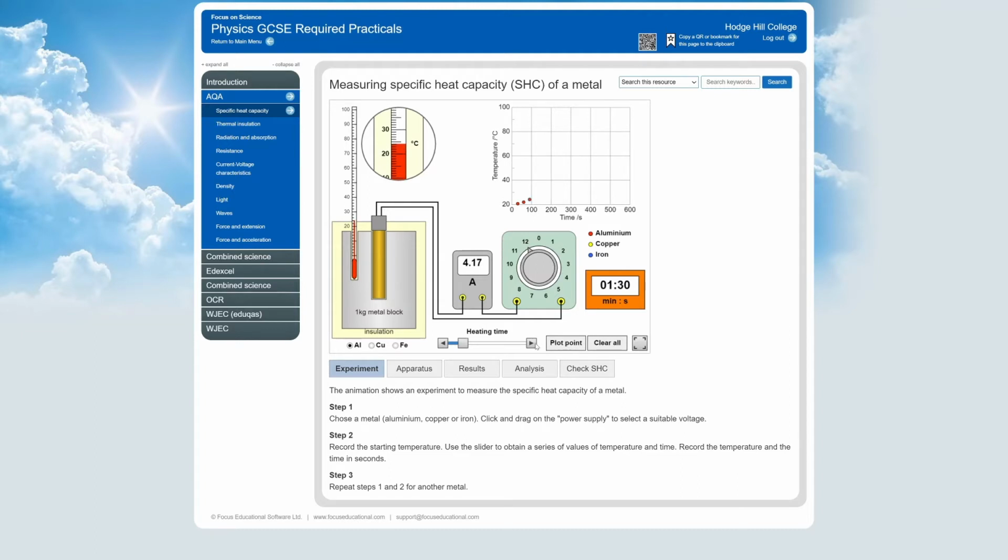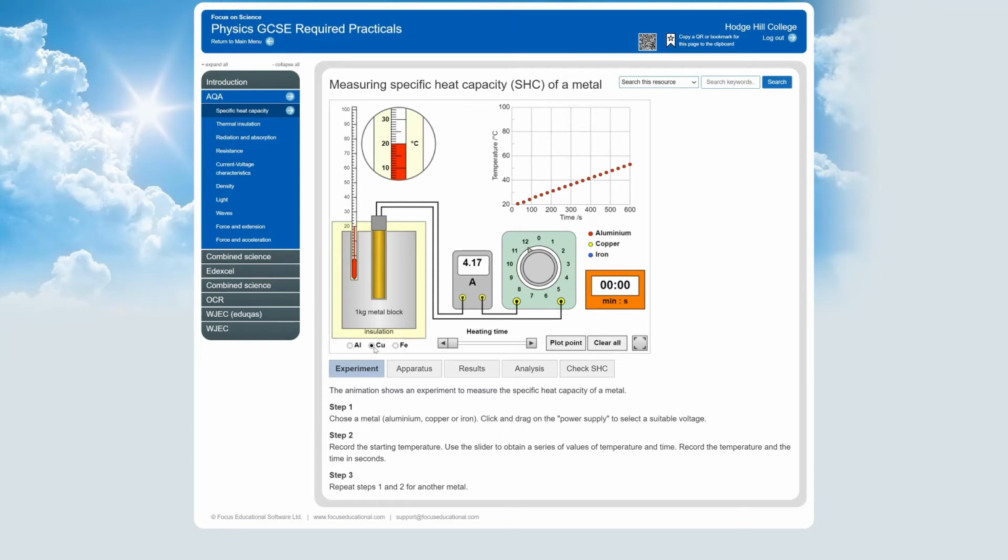I'm going to carry on moving across with the time, plotting the points as I go. And as you can see, as the temperature rises, the points move upwards. At the moment, it appears to be a straight line. I'm going to carry on going until I've done all the time available to me, which is 600 seconds, which is 10 minutes. Okay, so all the way along to 10 minutes. So as you can see, as I increased the amount of time I was heating for, the temperature of the block went up.